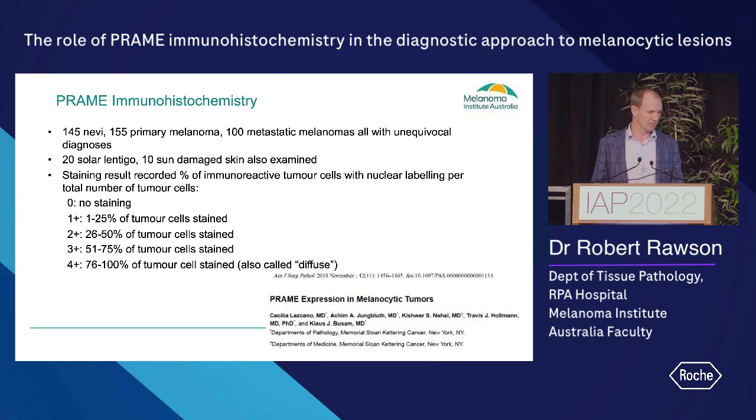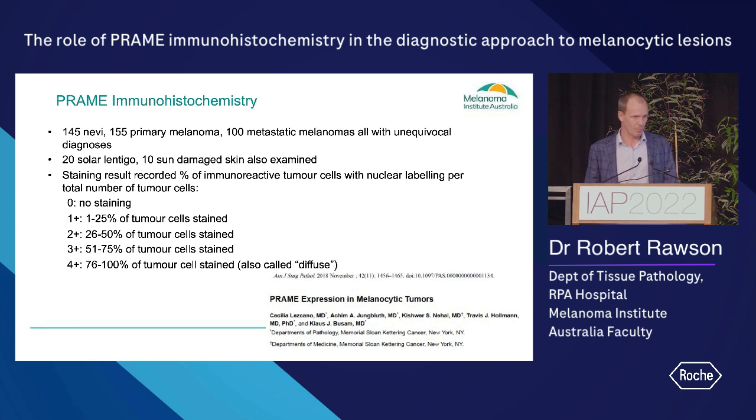And that study was back in 2018, done by Klaus Busam and his colleagues at Memorial Sloan Kettering. It looked at PRAME expression in melanocytic tumours. He looked at around 400 different melanocytic tumours, all unequivocal diagnoses. So these weren't the ambiguous tumours. They were all definitely nevi or definitely melanoma. And they were a mixture of benign nevi, primary melanomas, and metastases, with a smaller amount of solar lentigo and sun-exposed skin.